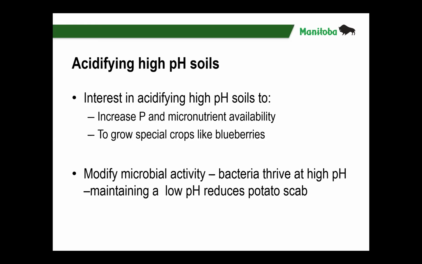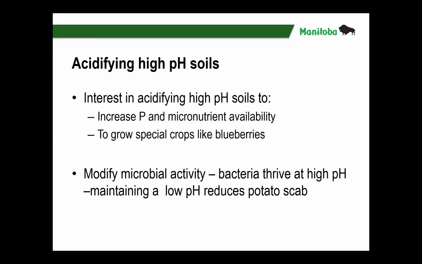And then the other reason is that people might be wanting to grow crops like blueberries as a specialty crop, things that like a more acidic pH. So then you're trying to take a soil from a more neutral level right down to a more acidic range because of a specialty crop.